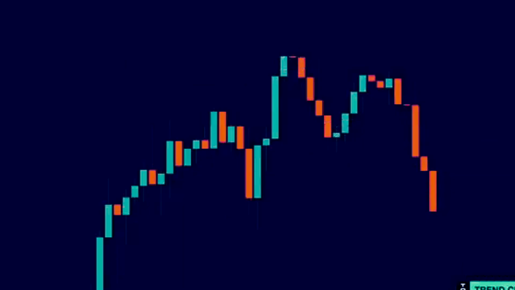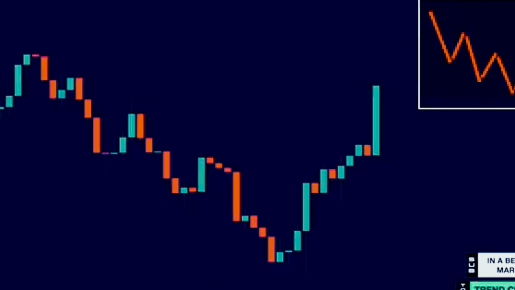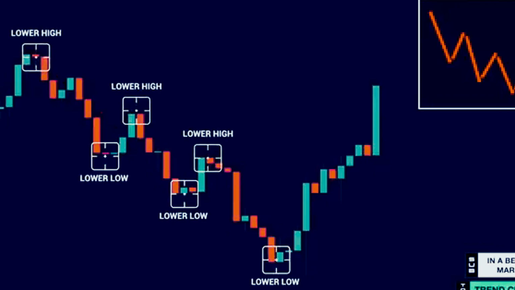Now going the other way. In a bearish market, there are 2 ways the trend change pattern can form. Variation 1. You have your moving downtrend through lower highs and lower lows, before price makes a higher high, giving you your trend change pattern in a bearish market.